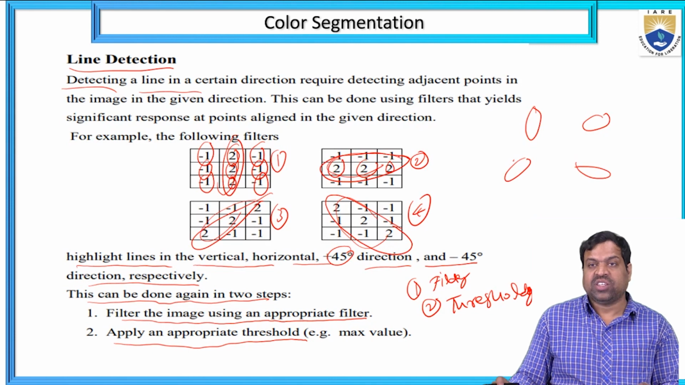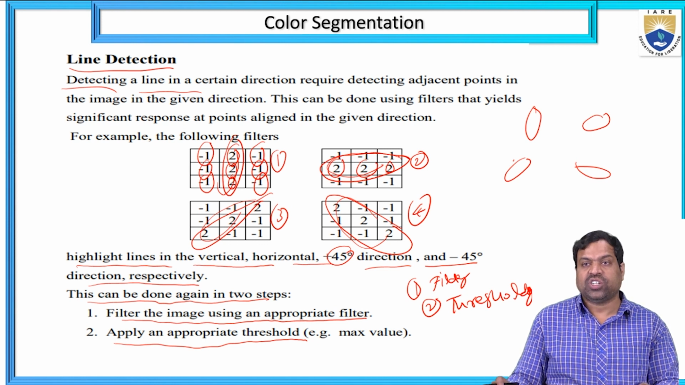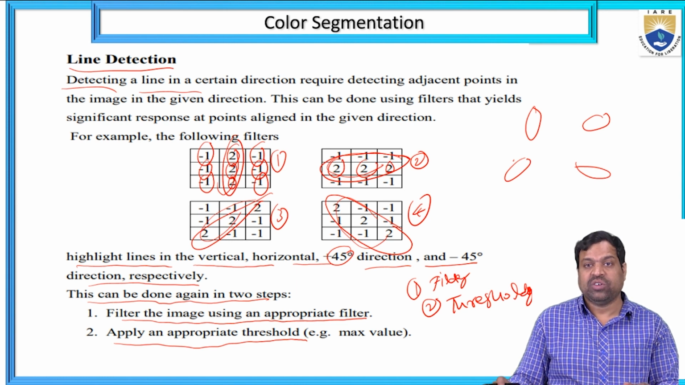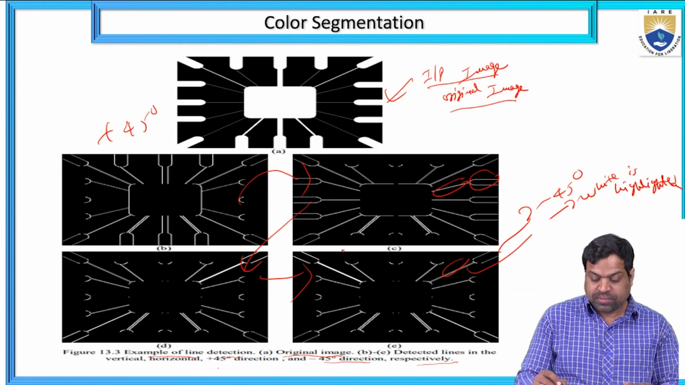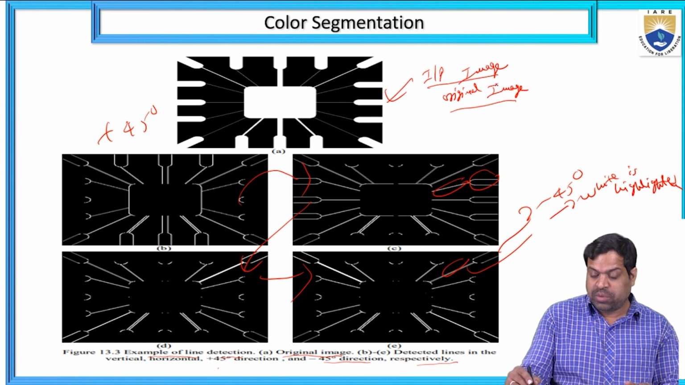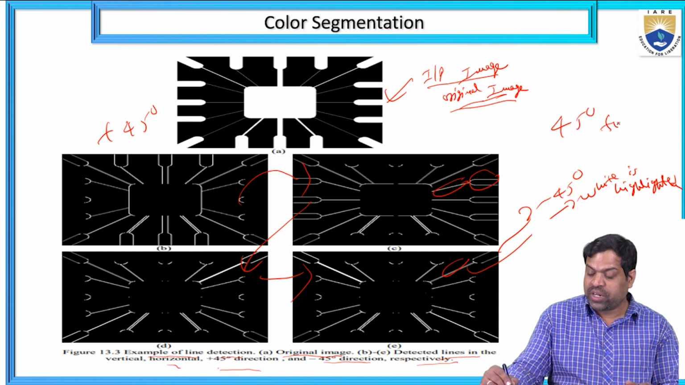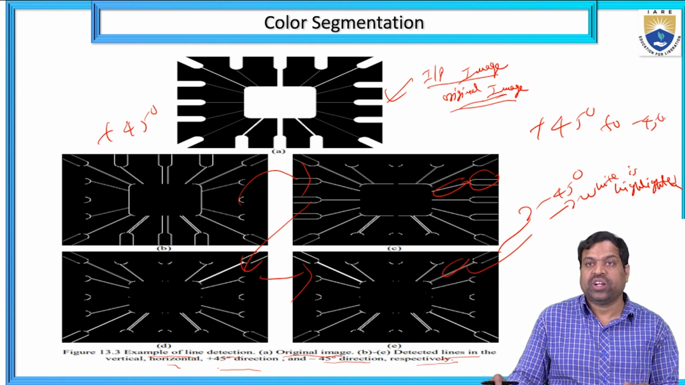Line detection is nothing but finding and highlighting the lines or borders of the image. Here I am taking the horizontal and vertical values of the mask, matrix, and image. It can be done in two steps: filter the image using an appropriate filter, and apply appropriate thresholding to the image, that is, a maximum value. Here is one example: the input of image segmentation is the original image. B, C, D, E are detecting the lines in vertical and horizontal, from plus 45 to minus 45 degrees, changing the thresholding levels.